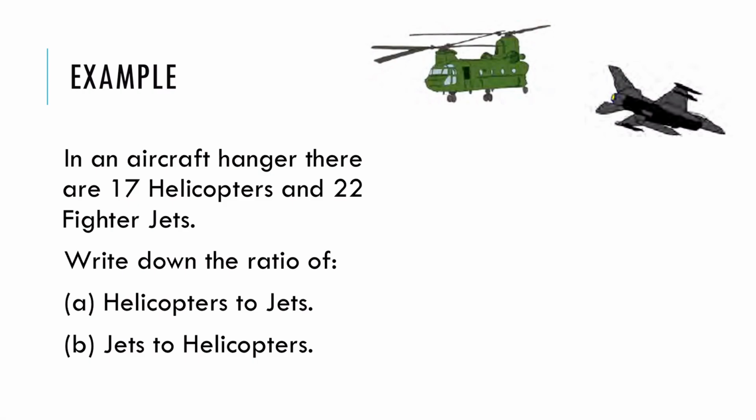In an aircraft hangar, there are 17 helicopters and 22 fighter jets. Write down the ratio of helicopters to jets. So we're told there are 17 helicopters, so we write down 17 to, we are told there are 22 fighter jets, so it's 17 to 22. So if we want to write down the ratio of jets to helicopters, that's 22 to 17.